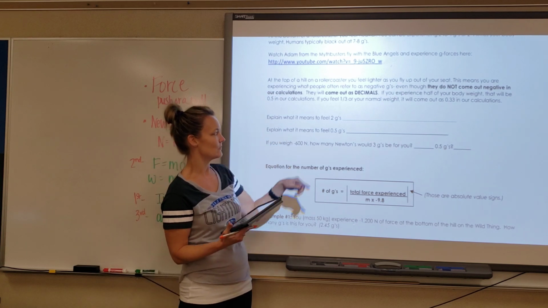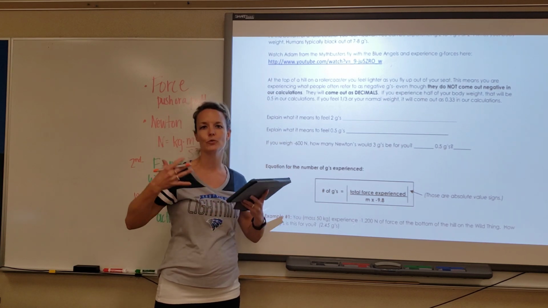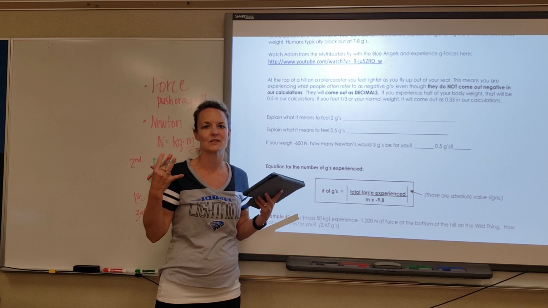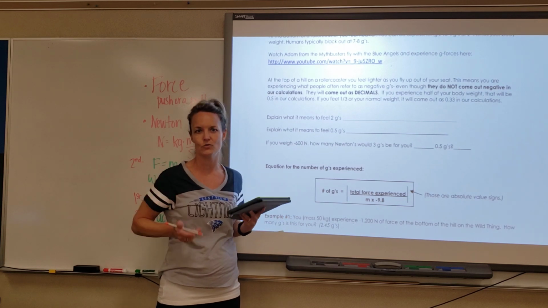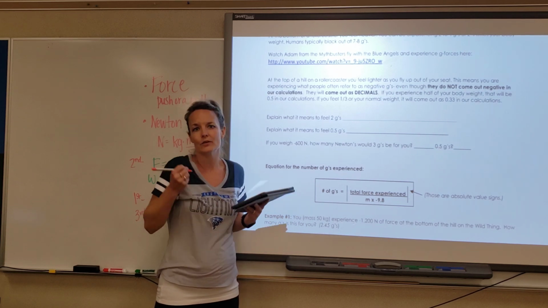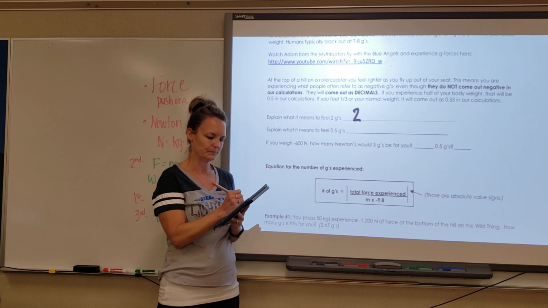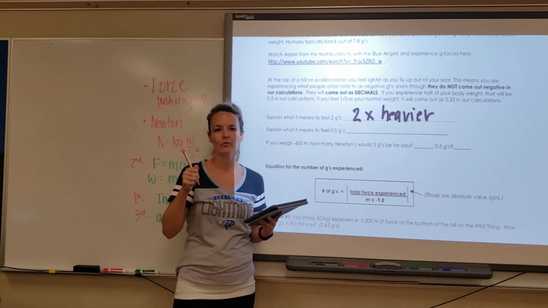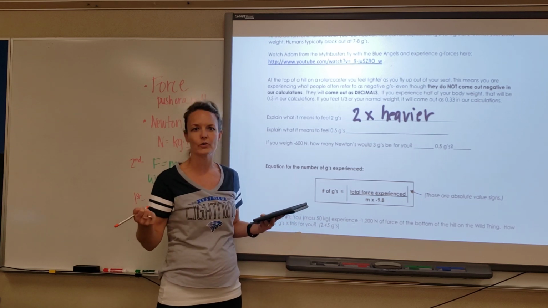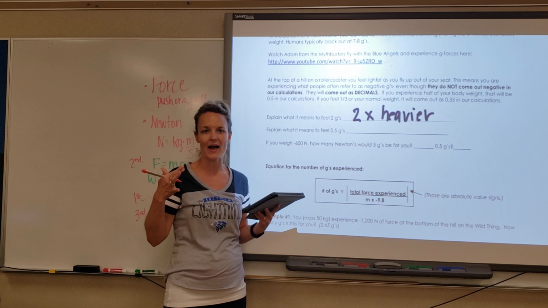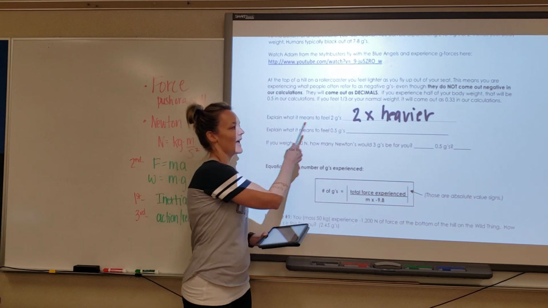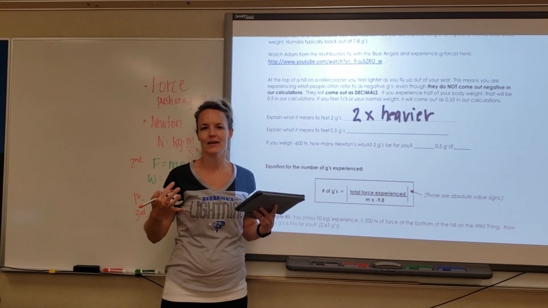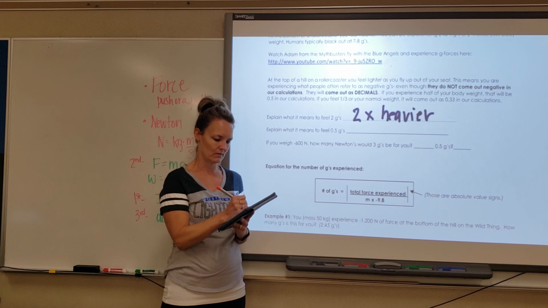Explain what it means to feel 2 G's. If you go on a roller coaster ride and you end up experiencing 2 G's of force, you would feel 2 times heavier. Explain what it means to feel 0.5 G's. If you are on a roller coaster ride again and you feel 0.5 G's, 0.5 is a half. You would feel half as heavy, half your normal weight.